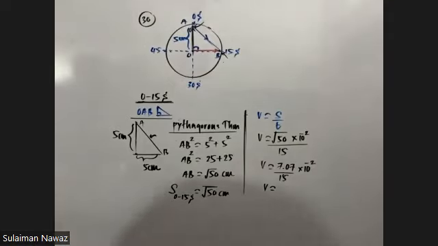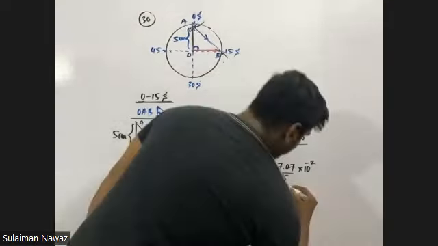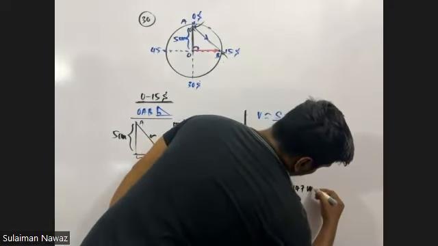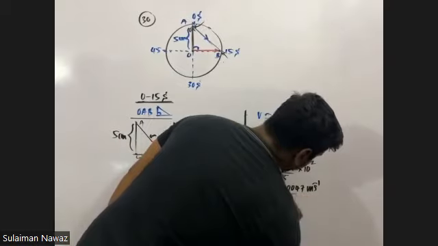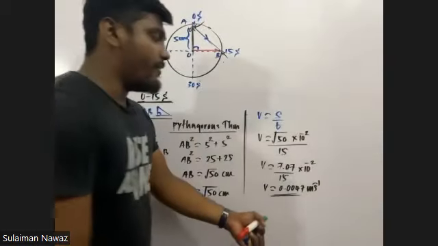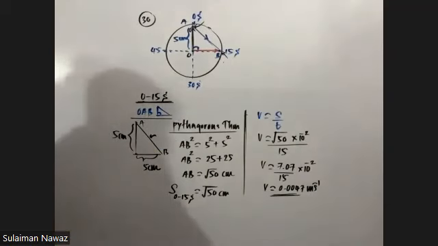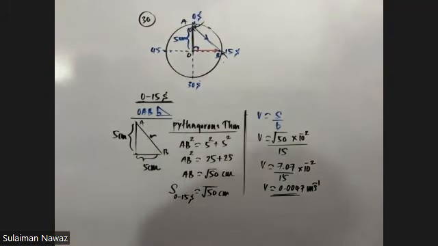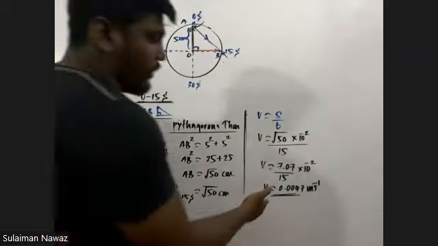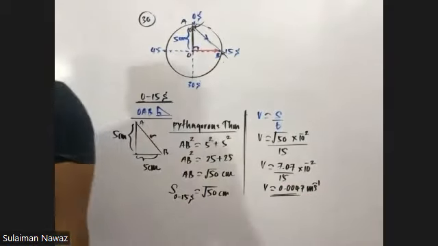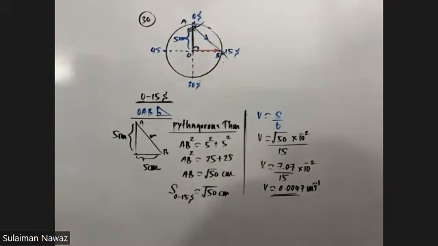Someone got 0.0047 meters per second. How many of you got this answer? Raise your hands. How many of you got velocity as 0.0047? Raise your hands. Many. Very good.